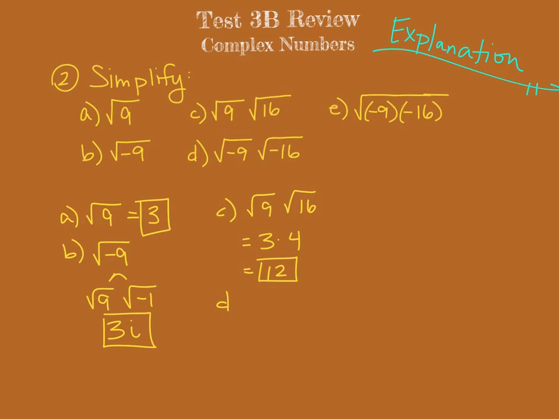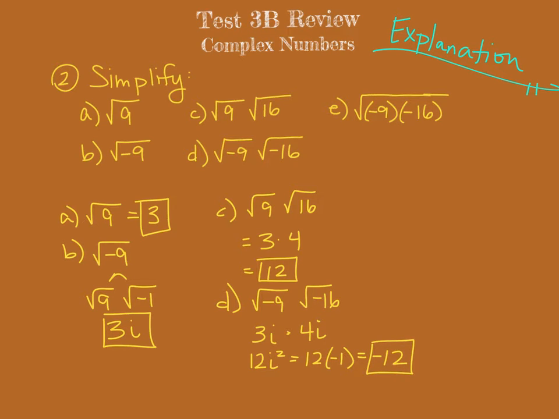Part D, we have negatives under each root. Therefore, when we break this down, the situation's similar to part B here, so we already know that the square root of -9 is 3i because of what we did in part B. Similarly, the square root of -16 is 4i in the same way. When we multiply 3i times 4i, we'll get 12i squared. i squared equals -1, and therefore, when we multiply, we'll get -12 as our final answer. So that's the difference between part C and part D.